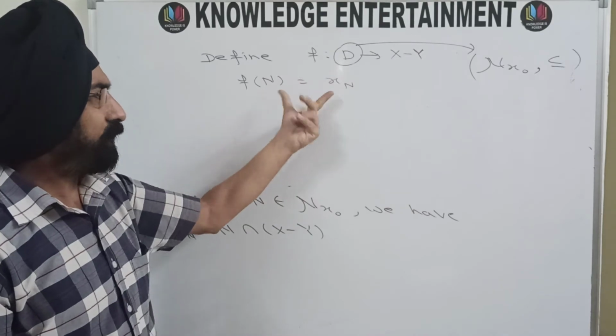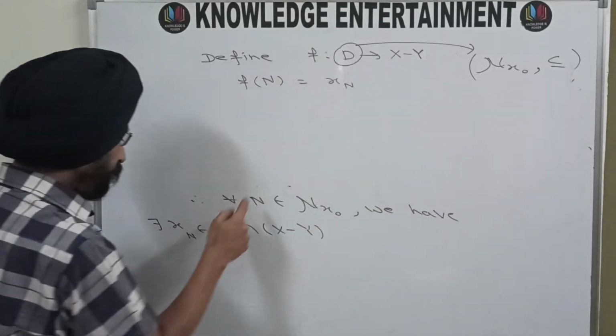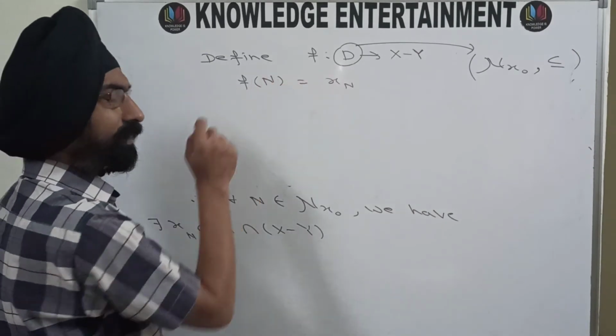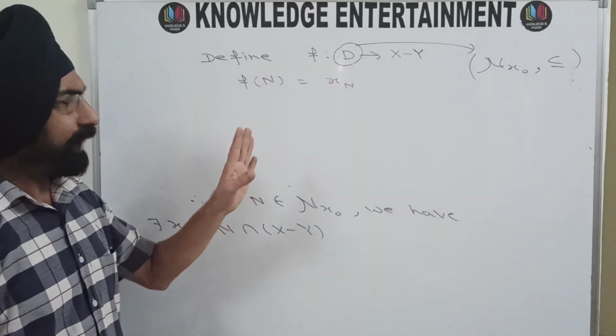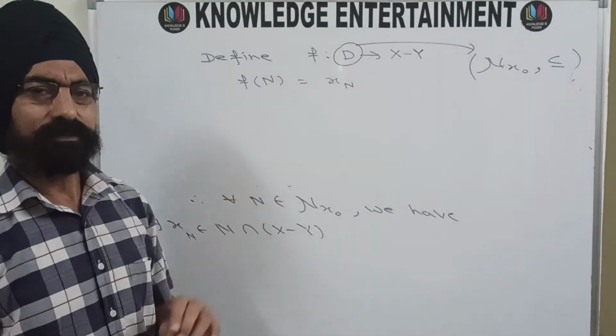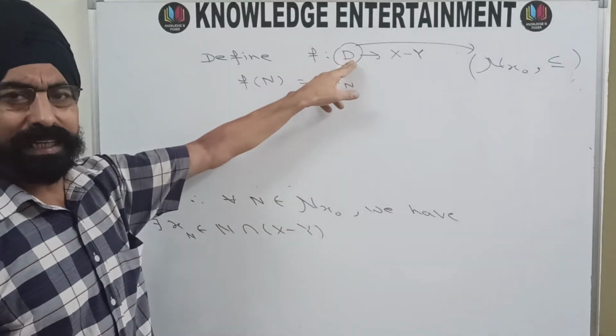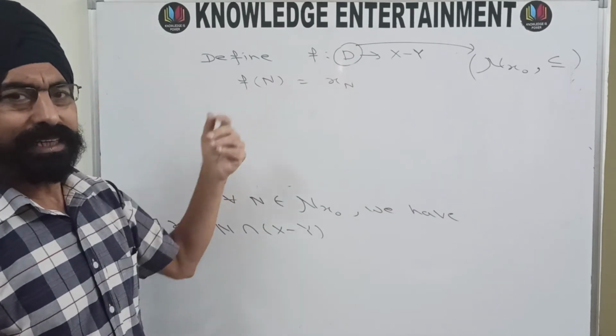I have defined it like this because this xn belongs to X minus Y, and this xn also belongs to N. So I have defined this function. Since the domain of this function is a directed set, this is automatically a net.